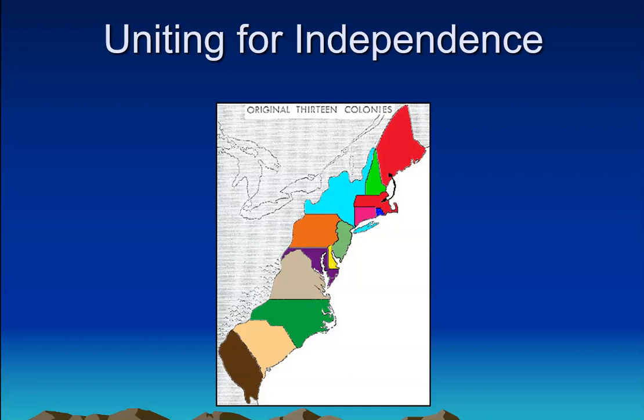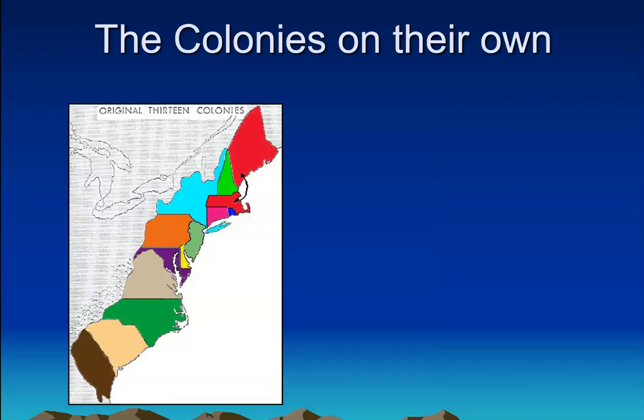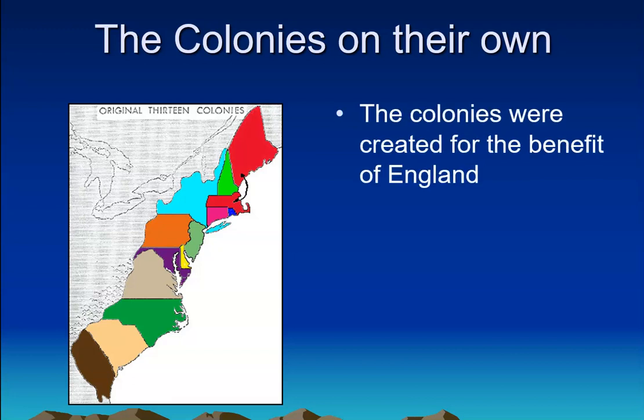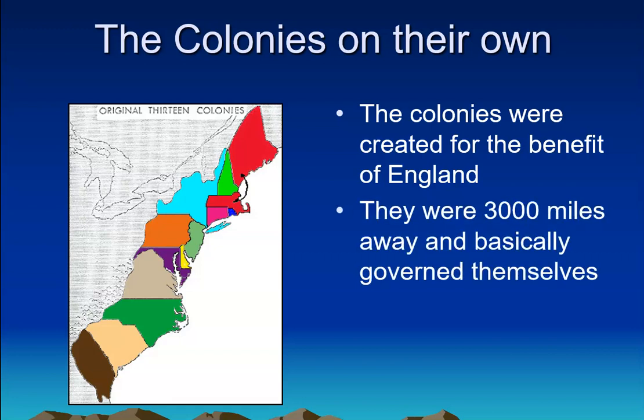With this particular slideshow, we are looking at the beginning of the American Revolution, uniting for independence. The colonies on their own. Now, basically, the colonies had been created for the benefit of England. That's pretty much what all the colonies were for all the different empires of Europe. They were 3,000 miles away and basically governed themselves. They weren't as profitable as England had hoped.